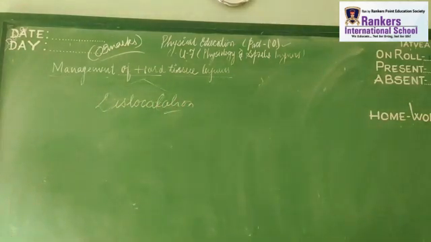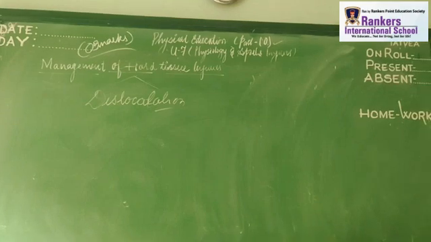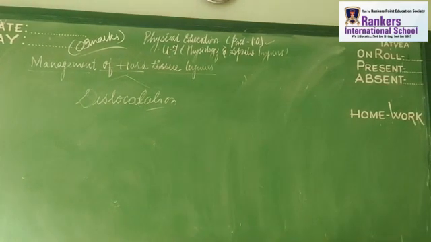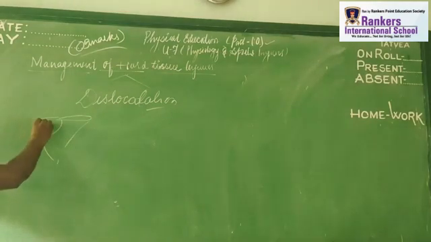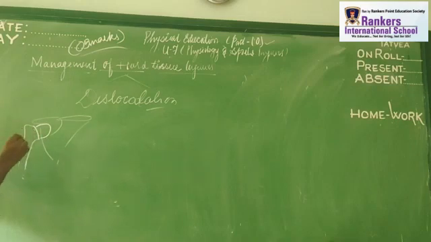When we talk about dislocation, let's take an example: shoulder dislocation, right? Let's see how we're going to talk about it. Let's suppose this is the shoulder location, and in the shoulder there is a bone. Here is the bone, right? So this is my shoulder location. Now this is the normal anatomy of the shoulder.